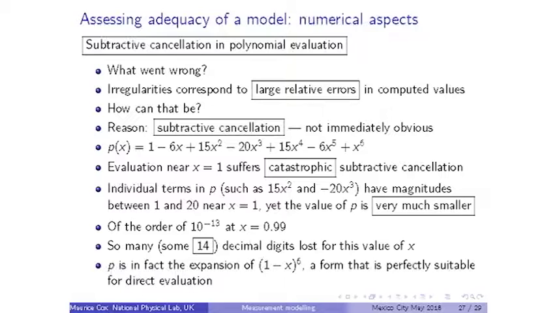In fact, that polynomial p(x) is the polynomial given in the last bullet, (1 minus x) to the 6th. By multiplying that out and using that expanded form of the polynomial, we suffer from this subtractive cancellation. So we must pay attention to the actual form of the function we're working with. It surprises many people, but it's a fact of life.